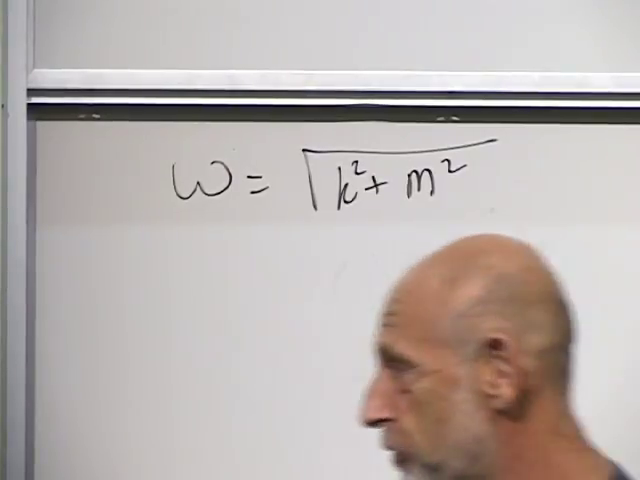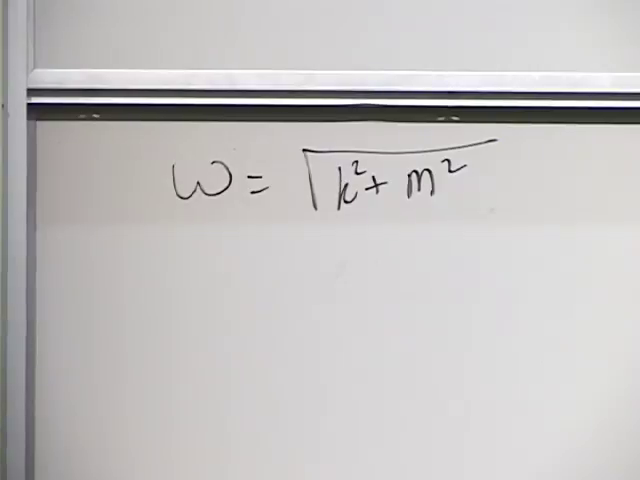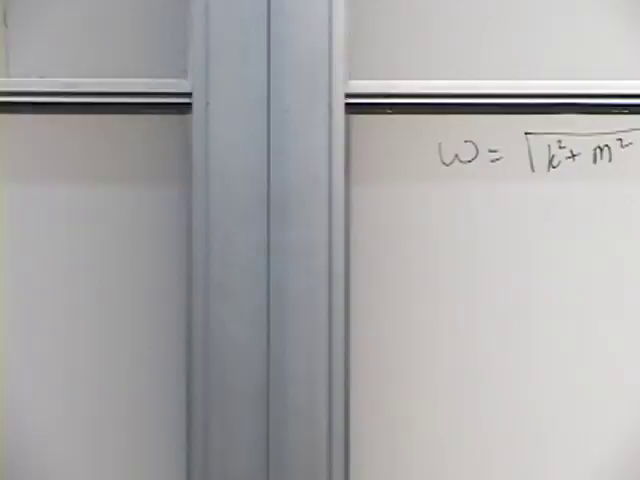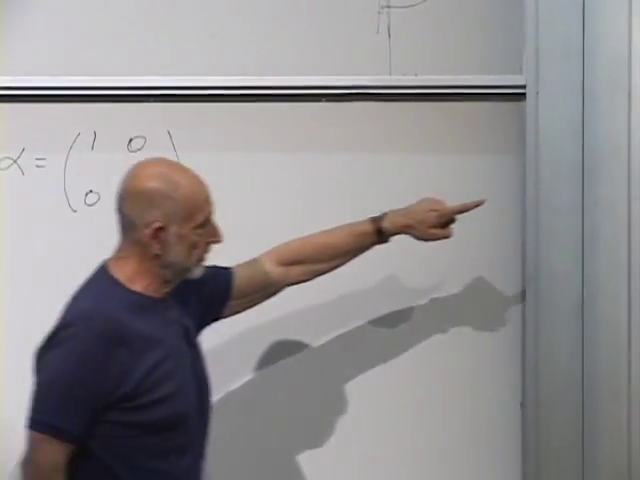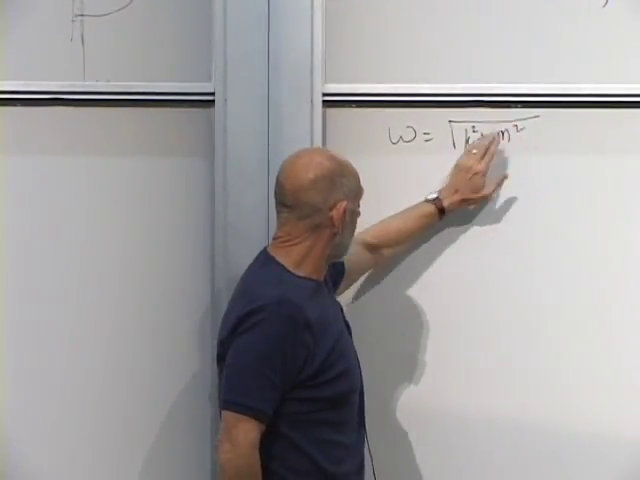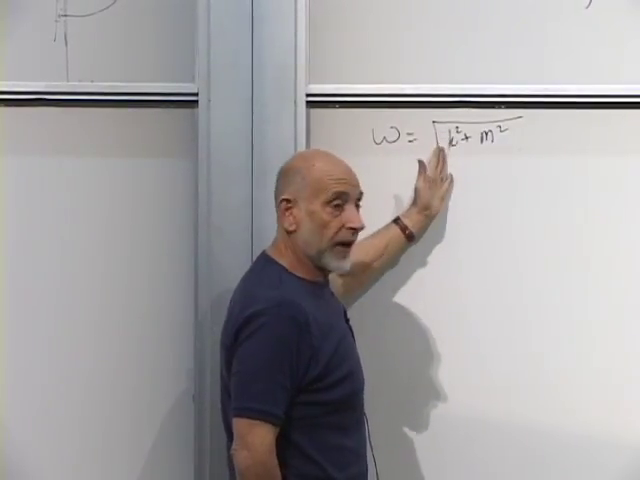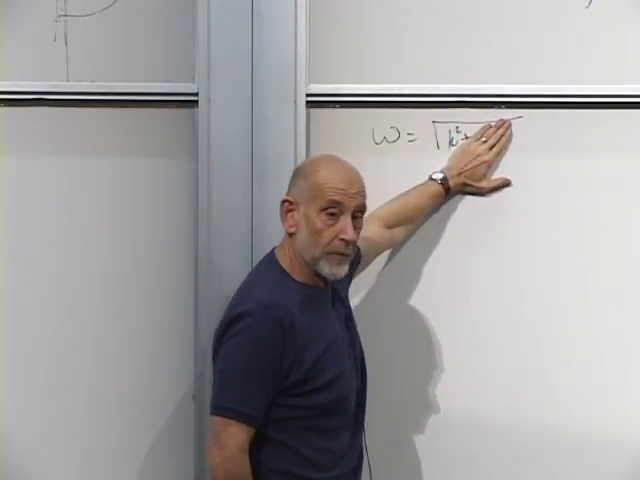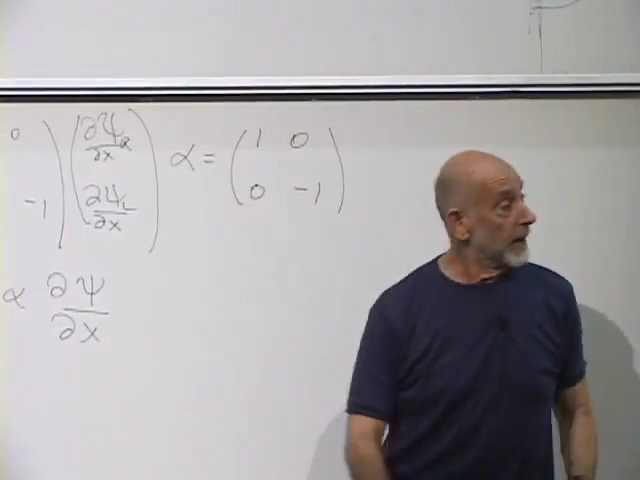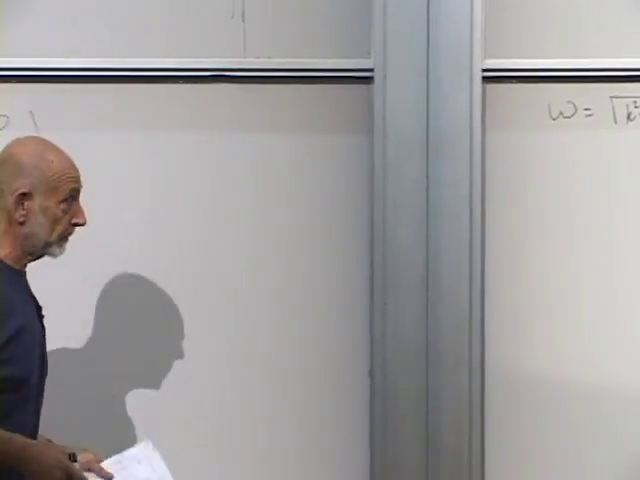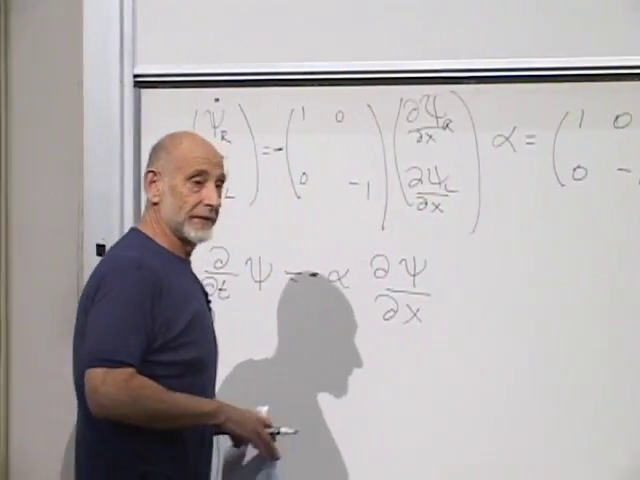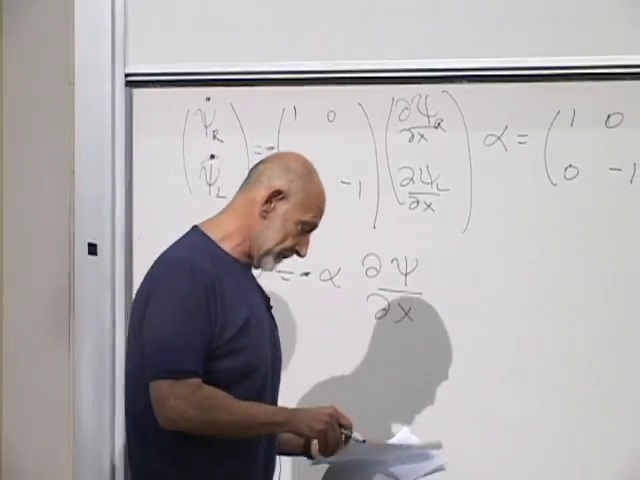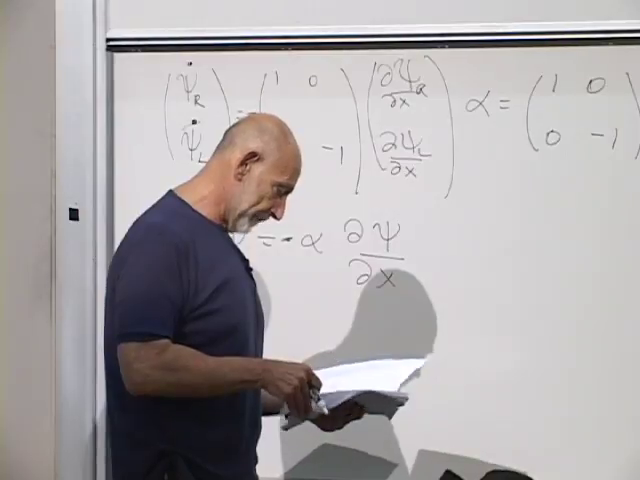We need an equation, if we want to describe massive electrons, where the relation between frequency and wave number is going to be this. When m is equal to 0, it just says omega is k, or omega is minus k. That's the case we've done. Now we want to do the case with a mass. How do we do that? It's not obvious, but let's play with it a little bit.